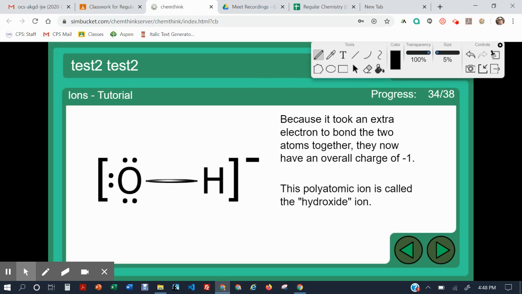Because it took an extra electron to bond the 2 atoms together, they now have an overall charge of -1. And notice how to indicate that, we put brackets around the whole molecule, the whole Lewis structure, and then we put a negative sign. This is the polyatomic ion called hydroxide. So that's how you write the Lewis structure. To write the formula, we would write OH minus. And notice that in this case, we don't put a 1 there because we usually don't write down the 1.